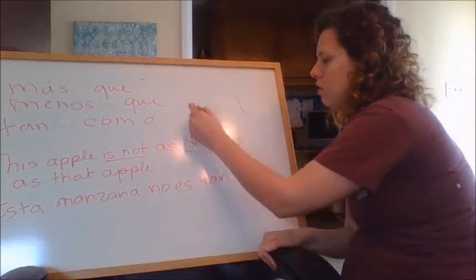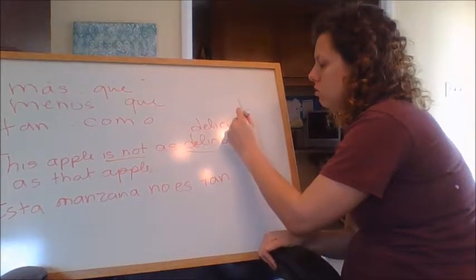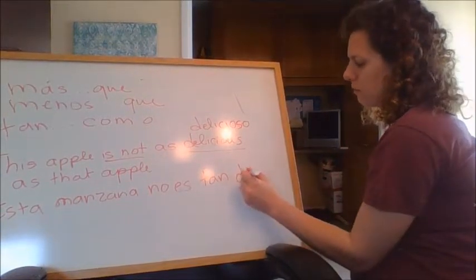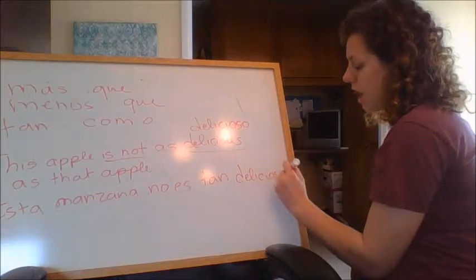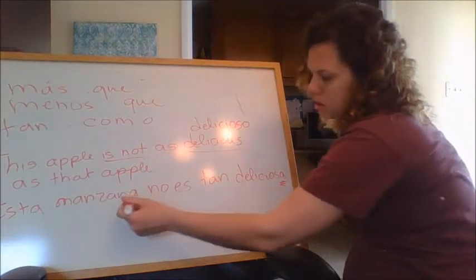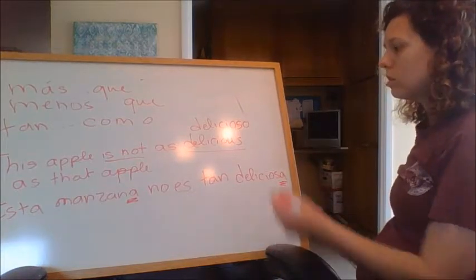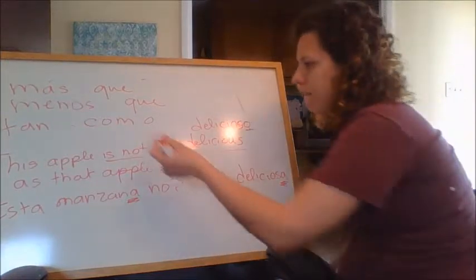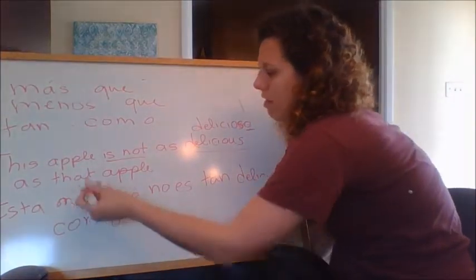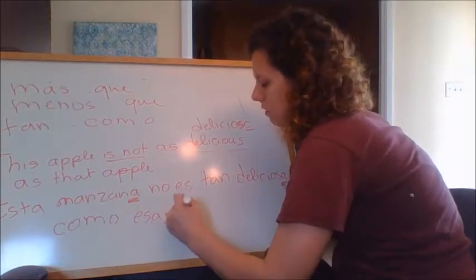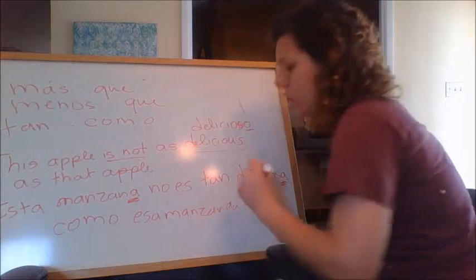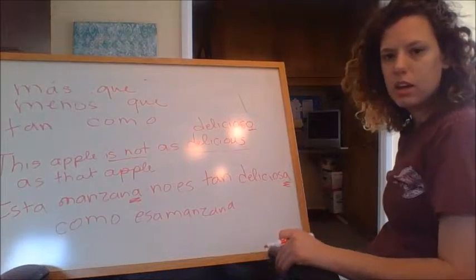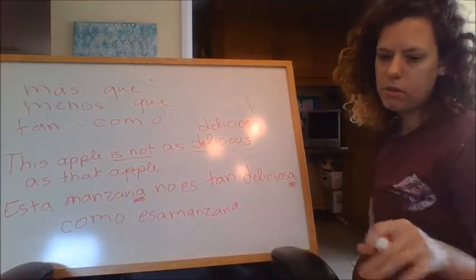Tan, now this word, I don't know if you know this, delicioso. It has to be deliciosa because this is feminine as well. This is an adjective, so adjectives that end in O have to match in gender and number. Deliciosa, como that. Esa manzana. Okay, so does that make sense? Oh, it's so needy. Okay, so there's another example.